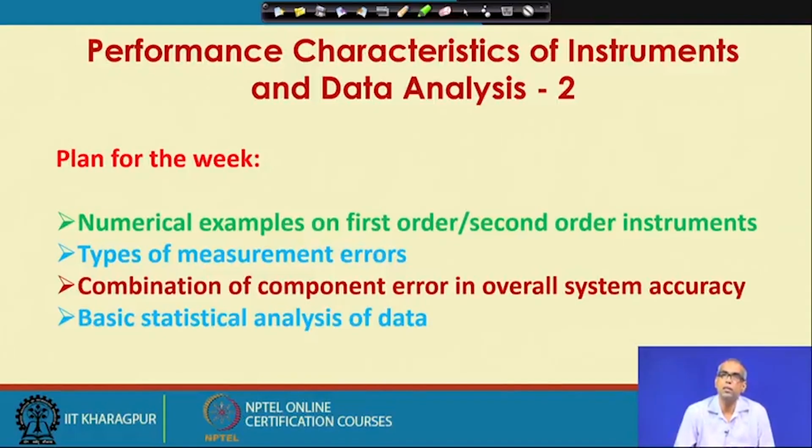No measurement is error free. So, we will talk about what are the different types of errors that are associated with our measurements. Then we will talk about combination of component error in calculation of overall system accuracy. And finally, we will talk about some basic statistical analysis of data.